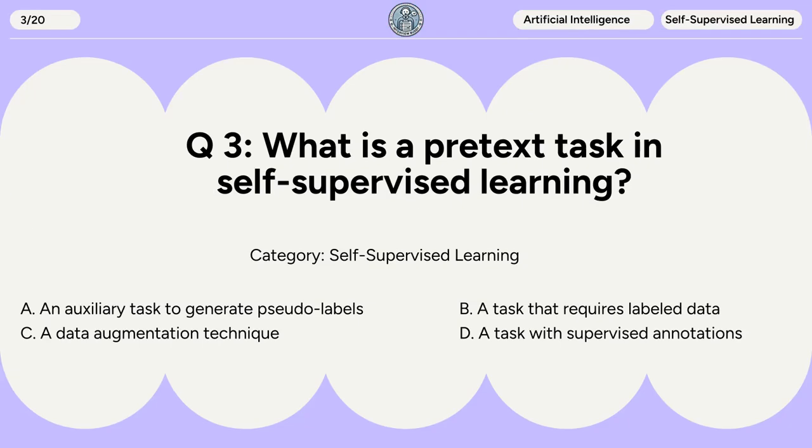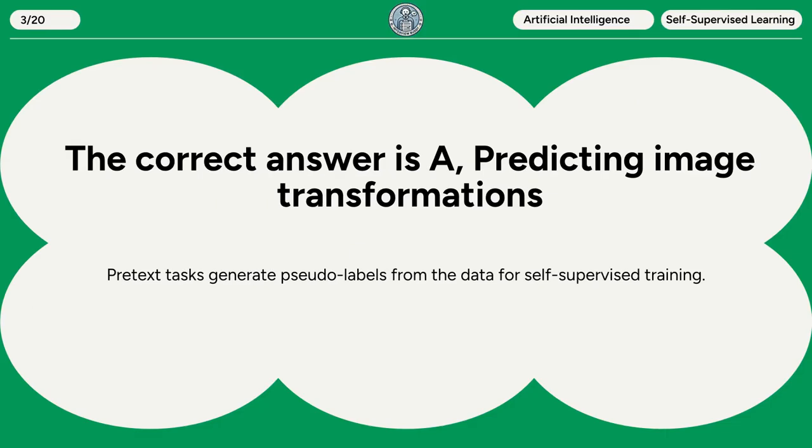Question 3. What is a pretext task in self-supervised learning? A. An auxiliary task to generate pseudo-labels. B. A task that requires labeled data. C. A data augmentation technique. D. A task with supervised annotations. The correct answer is A. Predicting image transformations. Pretext tasks generate pseudo-labels from the data for self-supervised training.